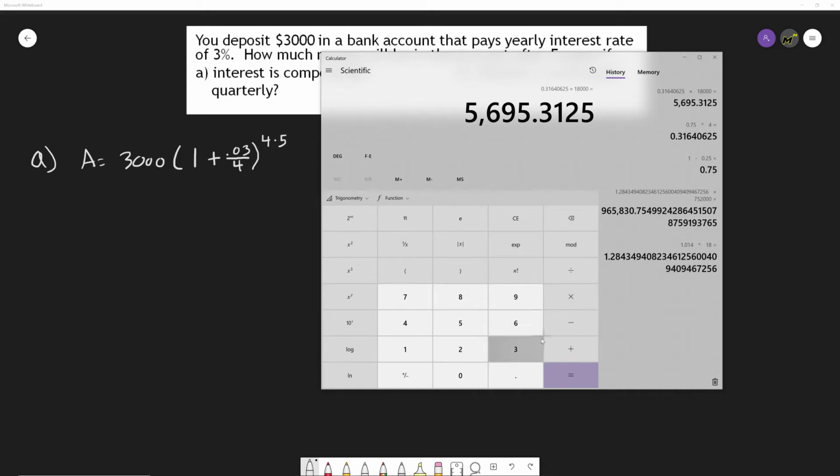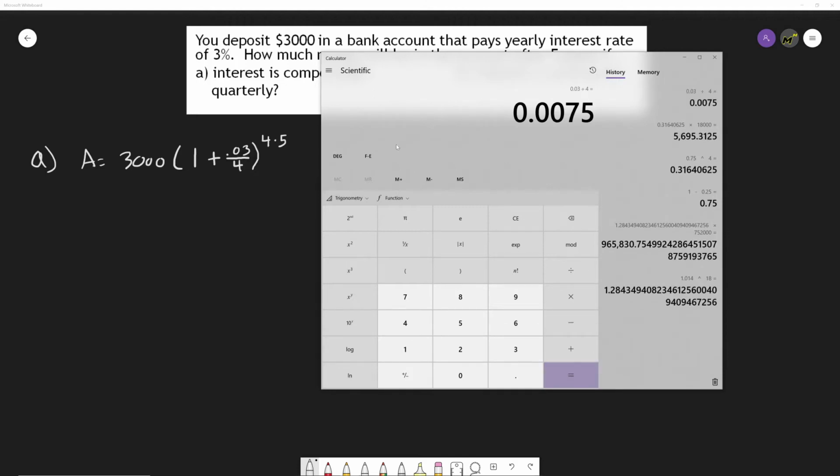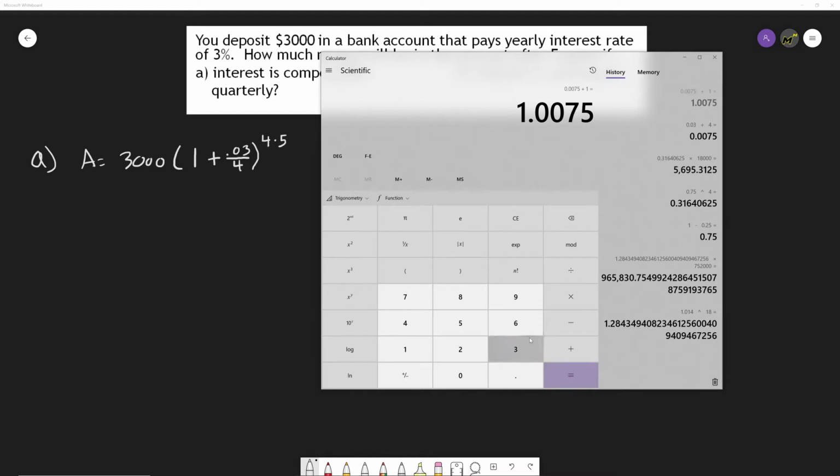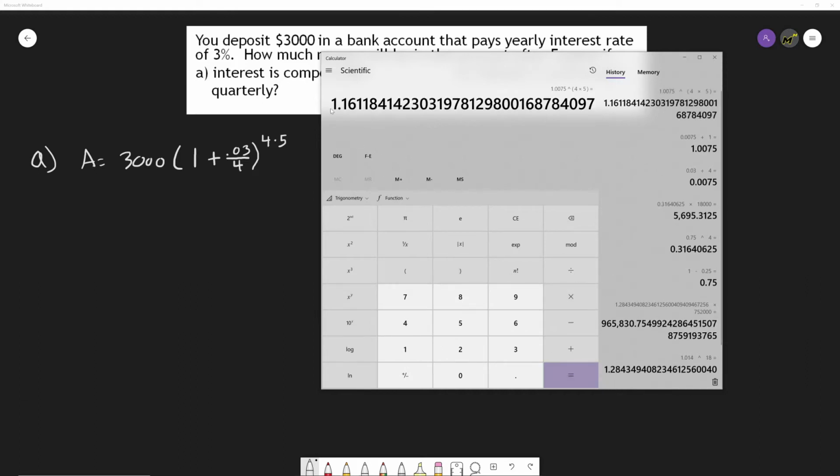So, let's take care of our parentheses first. 0.03 divided by 4 would be 0.0075. 1 plus that number will give you 1.0075. Take that to the power of 4 times 5, so take this number to the power of 20, and then we multiply that by our principal of 3,000.